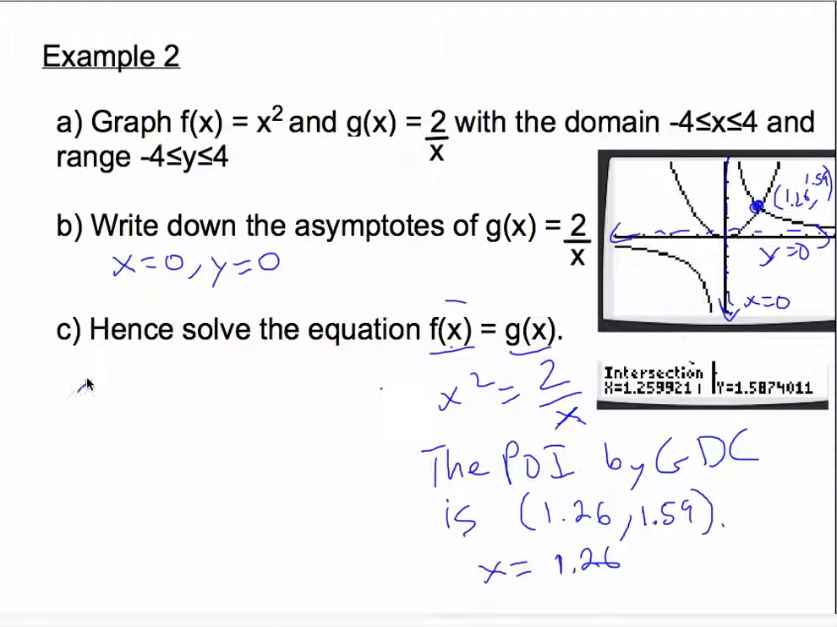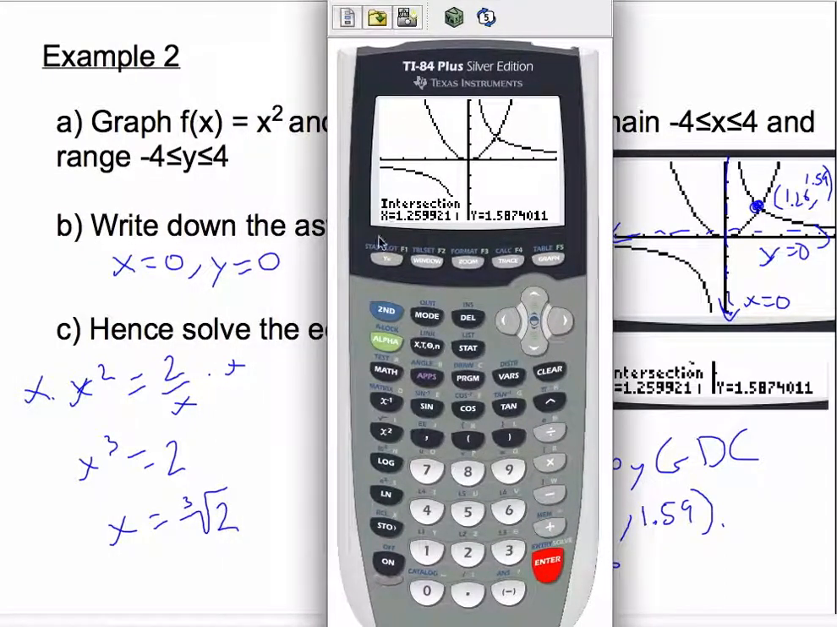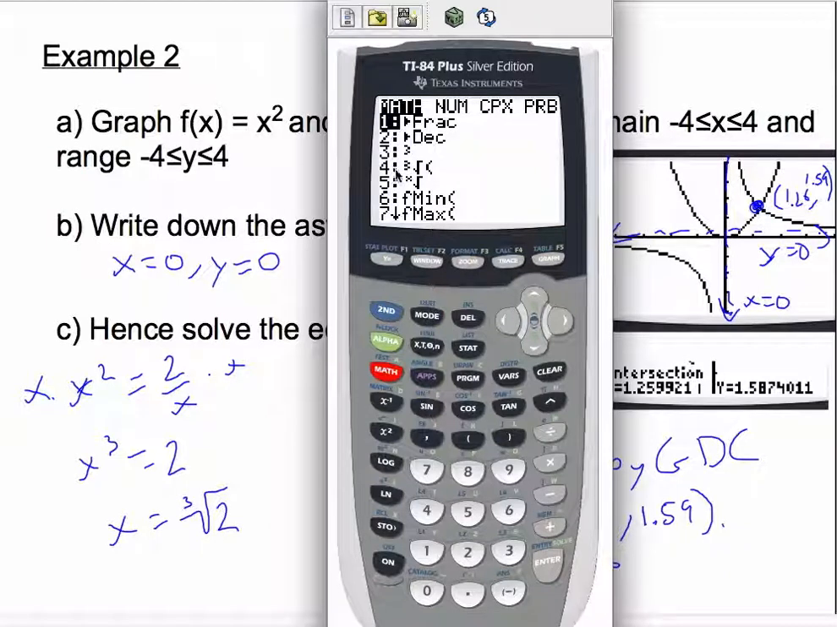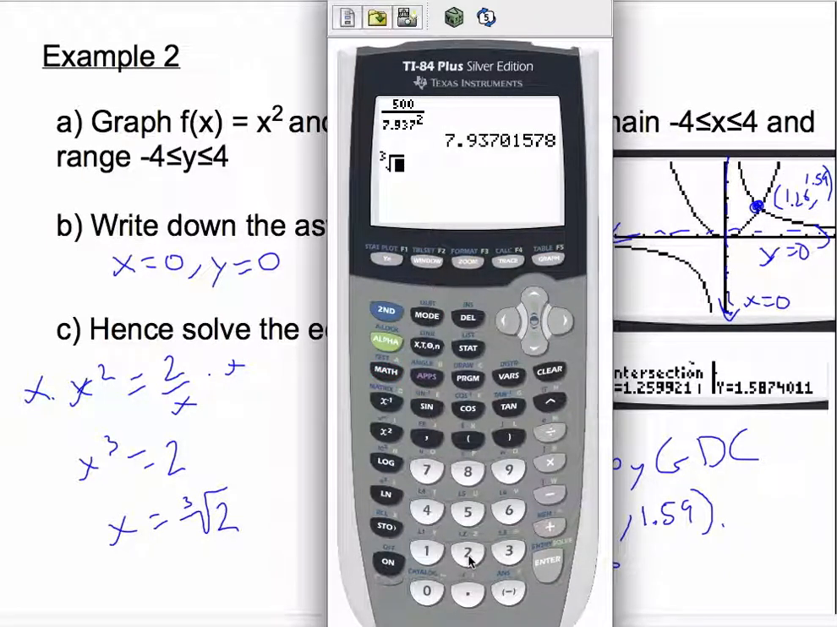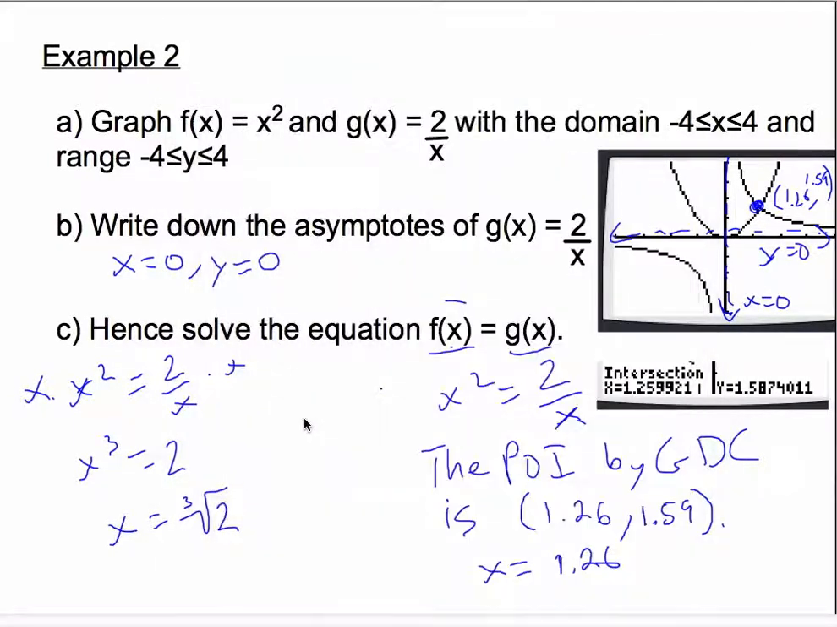Okay, to solve algebraically, you could do x squared equals 2 out of x, and then multiply both sides by x. You get x cubed equals 2, and x equals cube root of 2. So let's just check that out on the calculator. I can go to quit this, and go to math. Cube root is number 4 of 2. So you get 1.26, which is the same as we got before. So x is approximately 1.26.